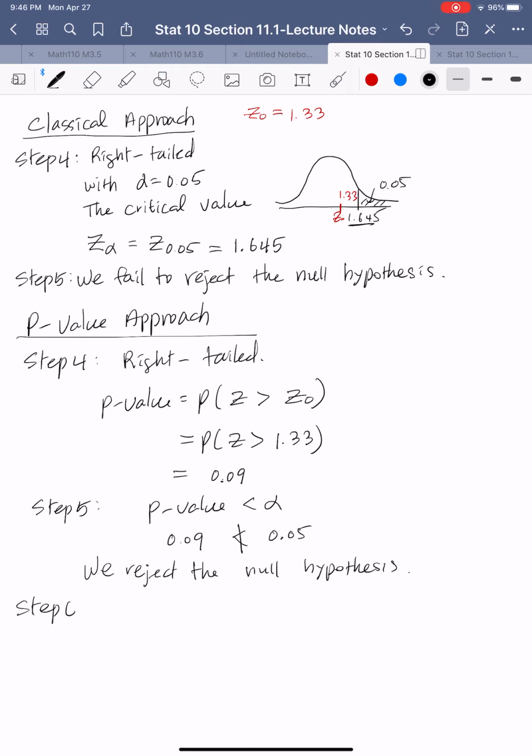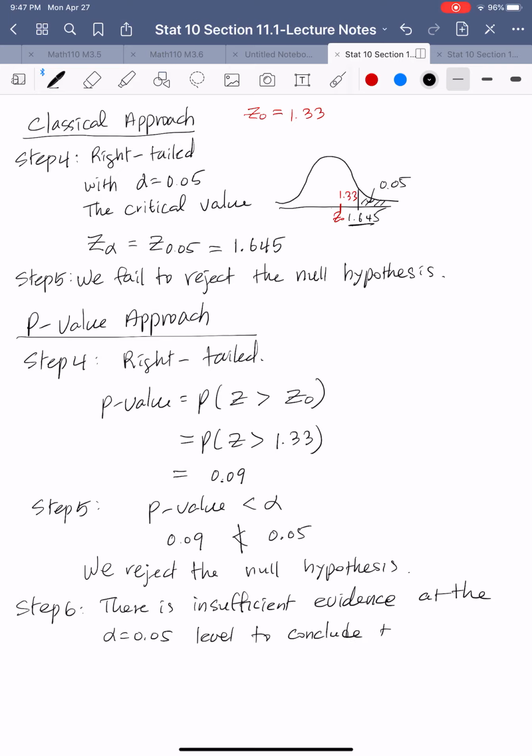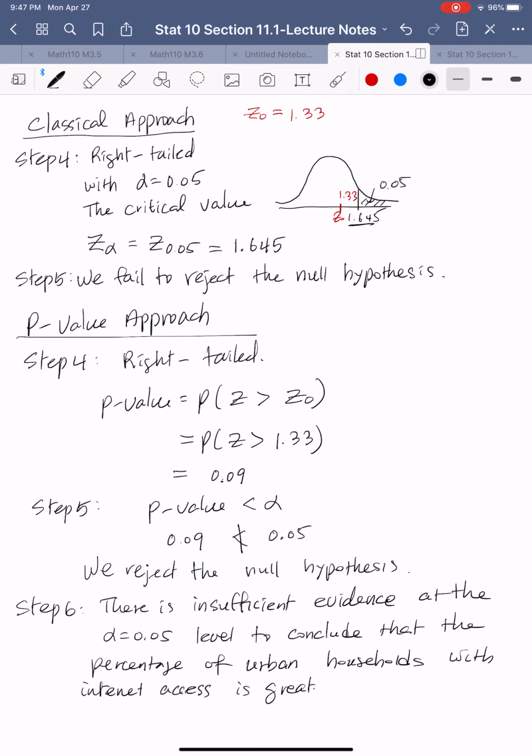So now step 6, which is going to be the same: there is insufficient evidence at the alpha equal to 0.05 level to conclude that the percentage of urban households with internet access is greater than the percentage of rural households with internet access. Okay, all right.